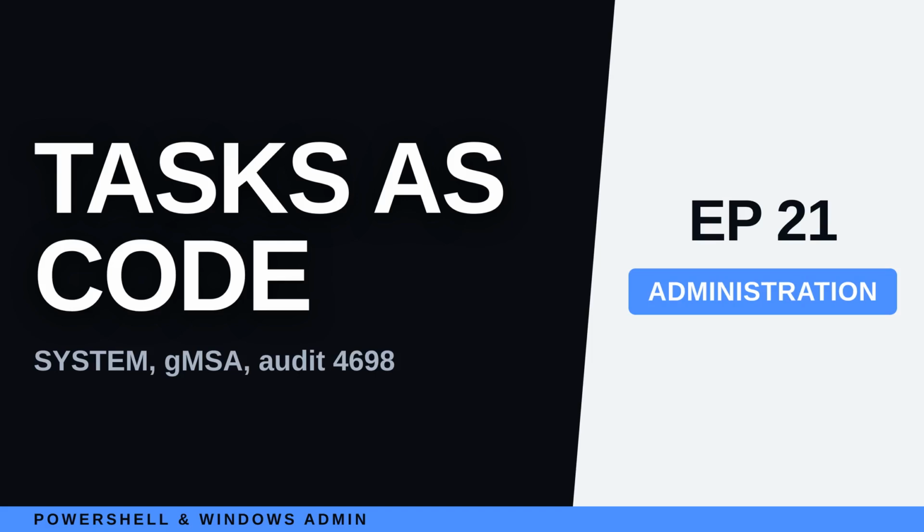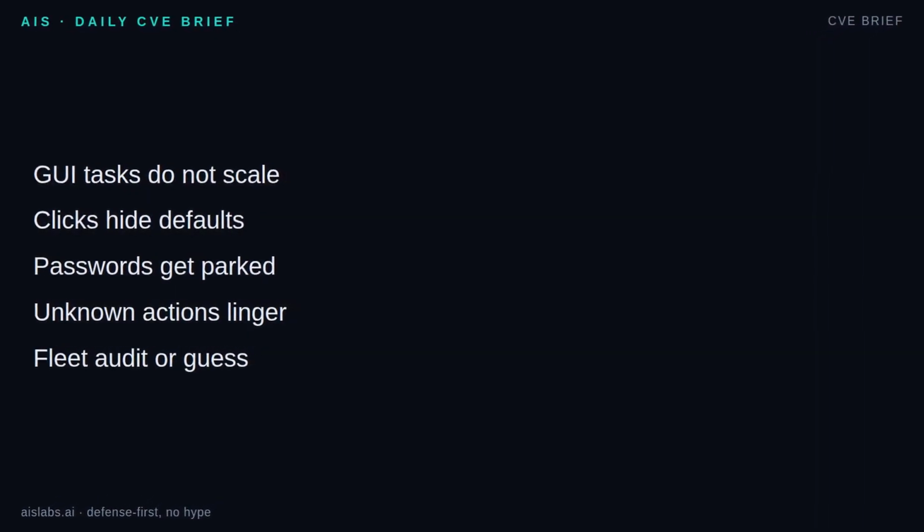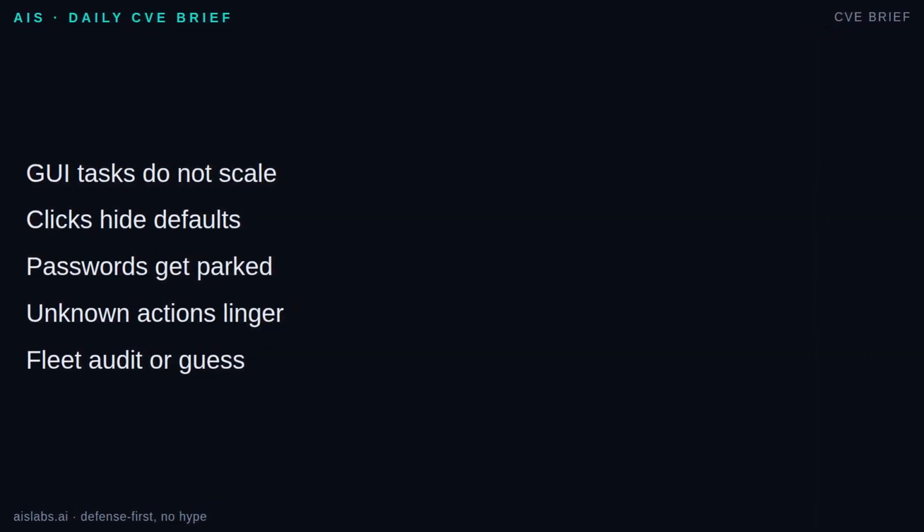But half the fleet was on battery, idle conditions were wrong, and one task had been hand-created by an admin who had already left. We did not have a task problem. We had an undocumented automation problem hiding behind a friendly wizard. The Task Scheduler GUI is fine for inspecting one box. It is a bad source of truth for hundreds or thousands.